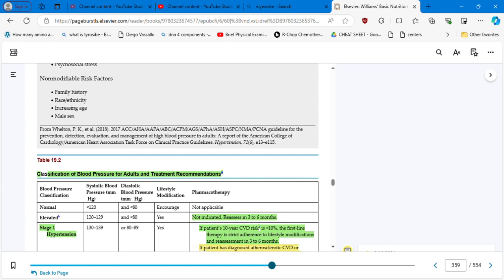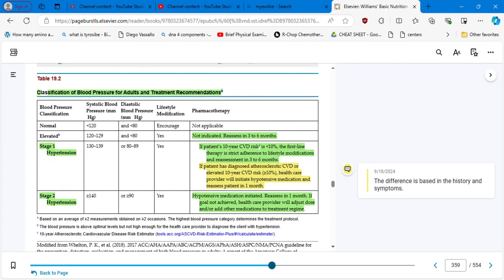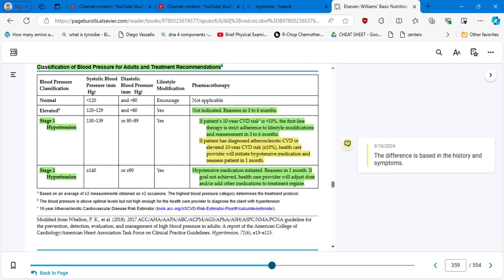Okay. Classification of blood pressure for adults and treatment recommendations. Let me start with the normal. So normal is systolic less than 120 and less than 80, right? So no pharmacological treatment. For elevated, which is between 120 and 129, that would be considered your pre-hypertensive patient, okay, and less than 80.